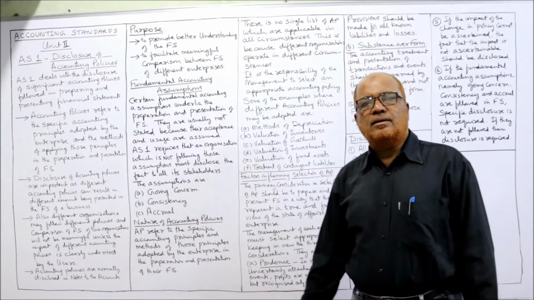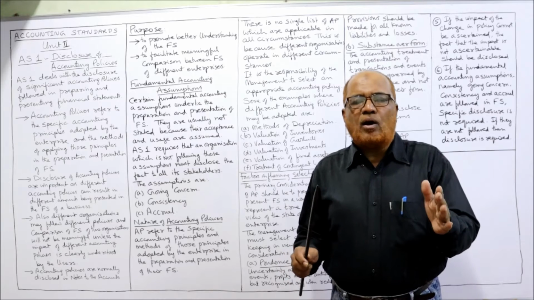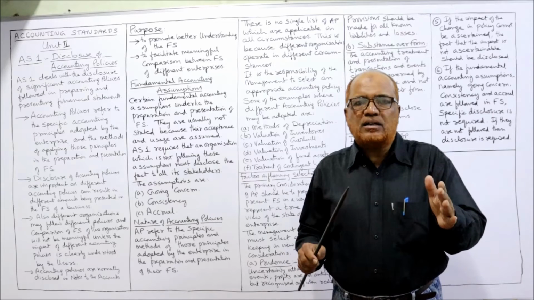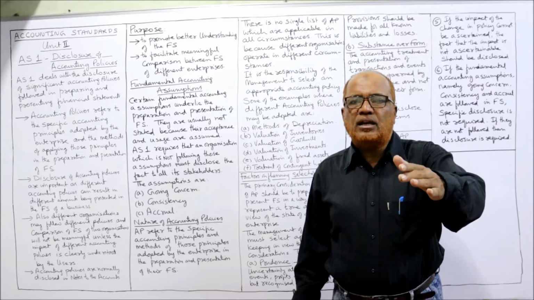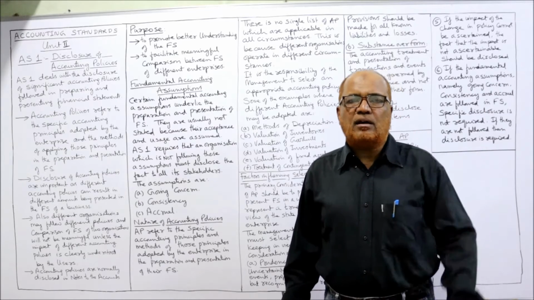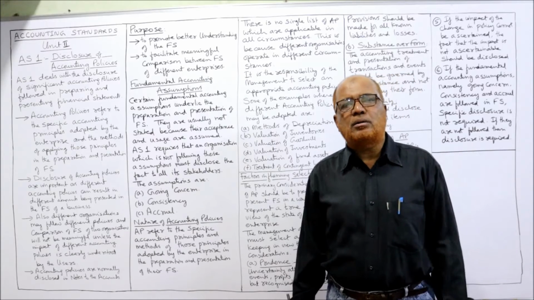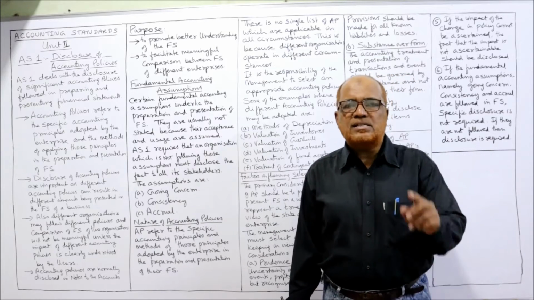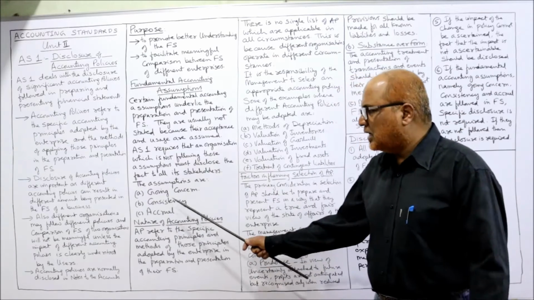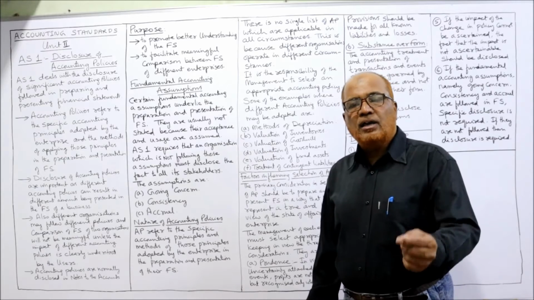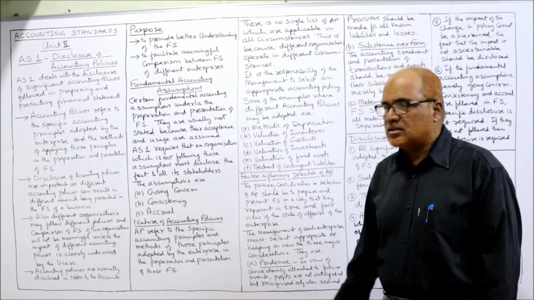Secondly, consistency. Consistency means uniformity. Whatever accounting methods, practices we are following, the same method should be continued from one year to another year. Every year the accounting method should not be changed. Once a method is adopted, the same method should be continued. That is consistency. If the method is changed, then disclosure is required.